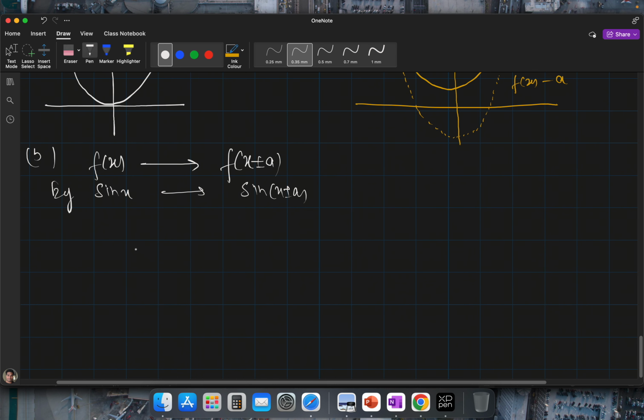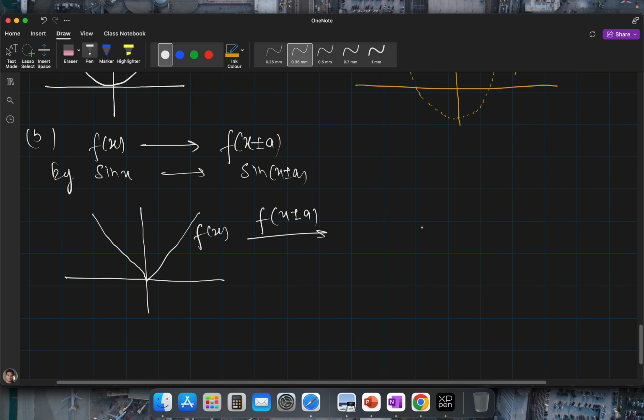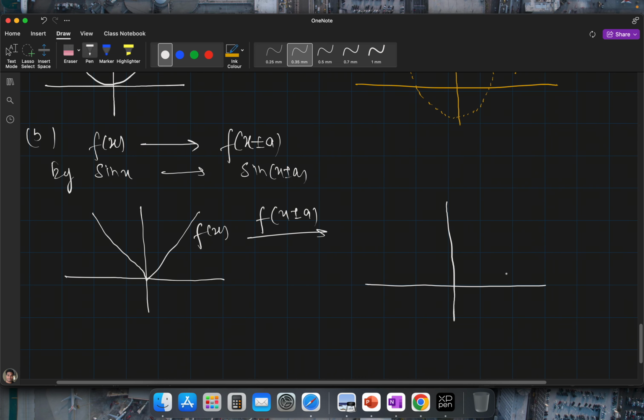So how will you transform this? Suppose you have a function like this. Now transform this like this, f(x plus or minus a). Then you have to translate along the x-axis by a units. Initially it was at the origin, now it has shifted by a units, and this is the function f(x minus a).